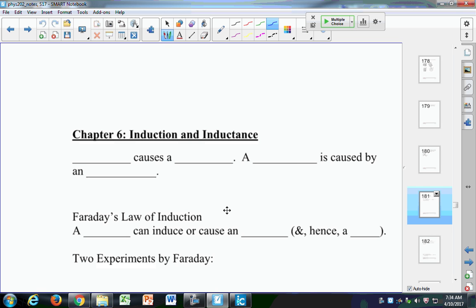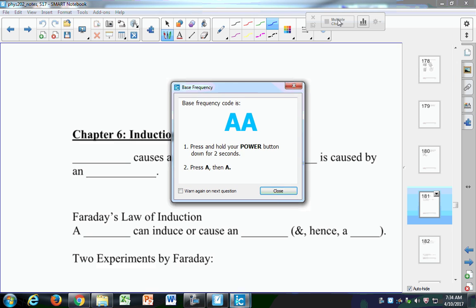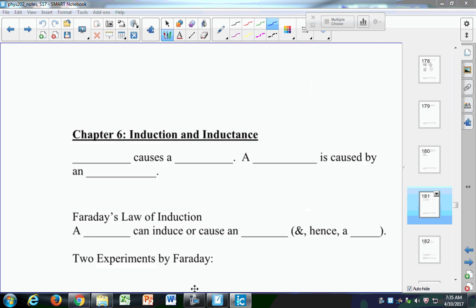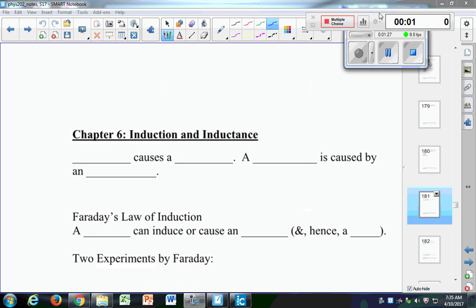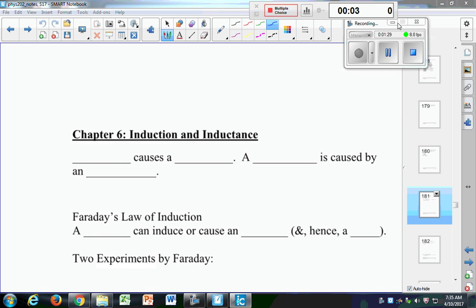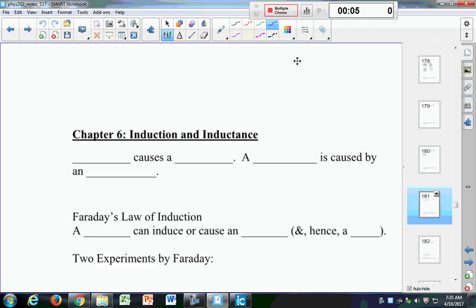So we're going to get into induction and inductance. That is how we use magnetic fields to generate electricity. And then we'll get into circuits that use inductors. And inductors are just a coil of wire. But they do some pretty funky things in circuits when we insert a coil of wire because of the magnetic fields that they generate and how that affects the flow of current in a wire.